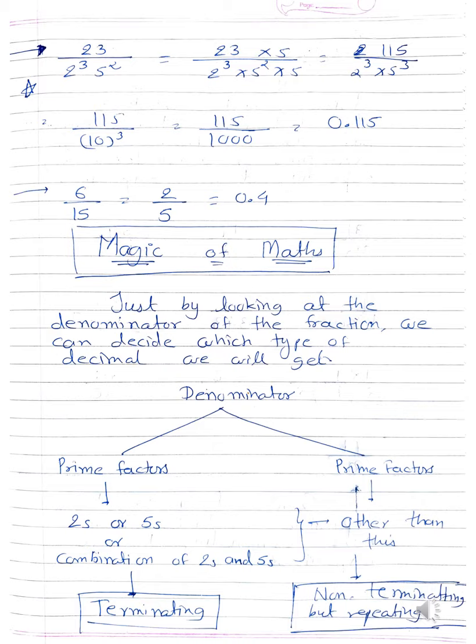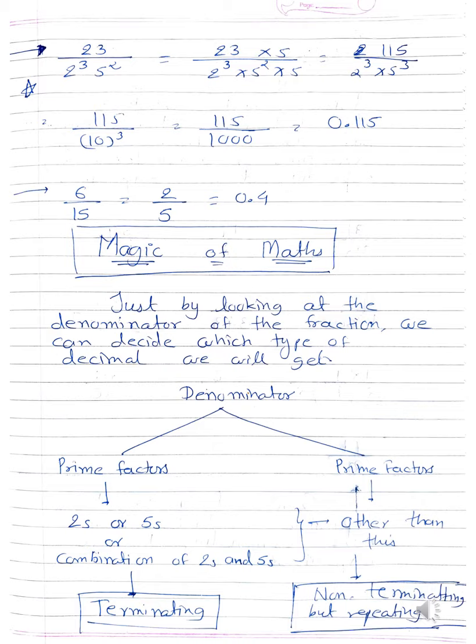So the numerator will change into 115 and the denominator will change into 2 cube into 5 cube, that is nothing but 10 cube. So in the final step I am getting 115 upon 1000. Now this fraction I can write in decimal easily, that is 0.115. So some mathematical smartness is required to convert fractions into decimals. Not only the division, but just a little bit of smartness is also required.